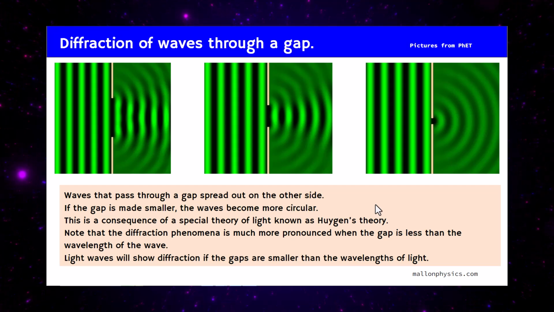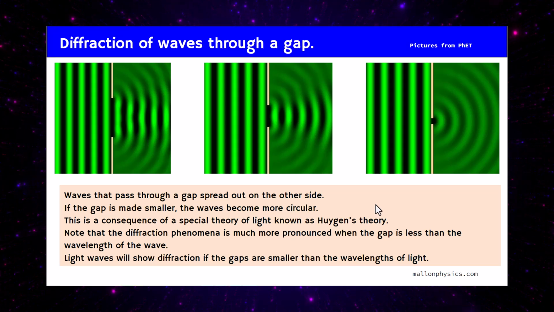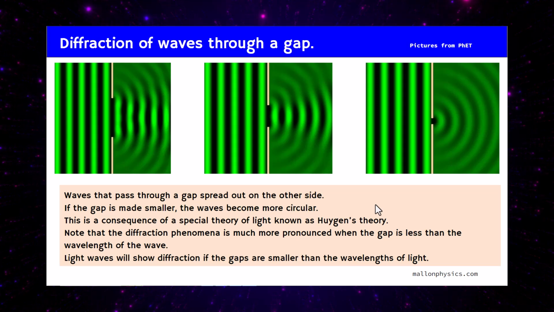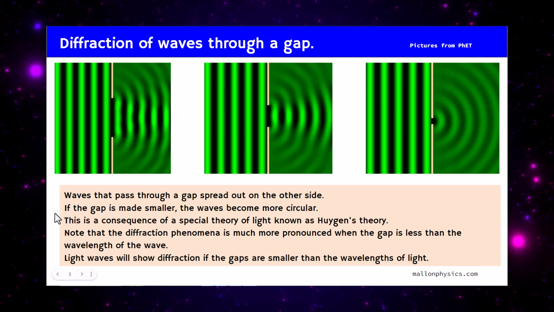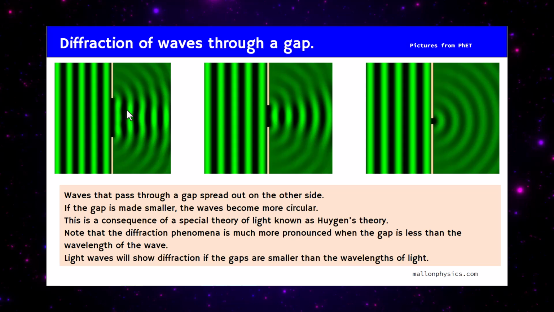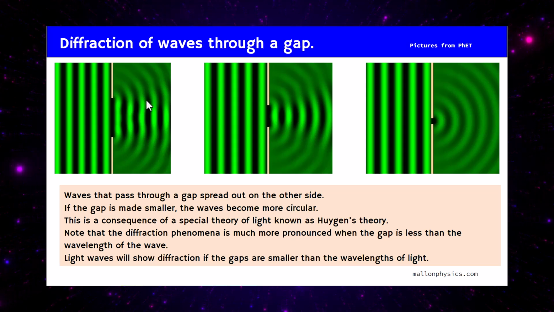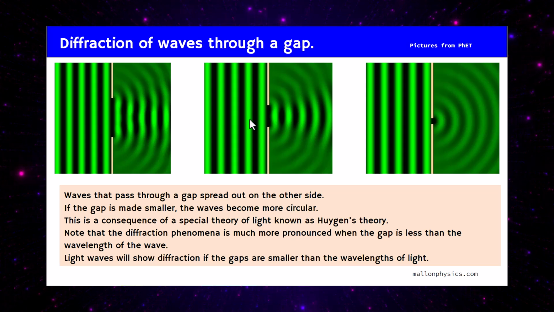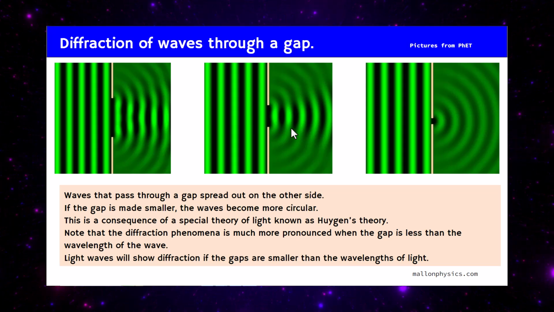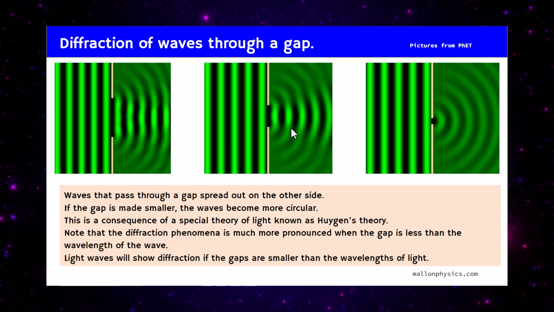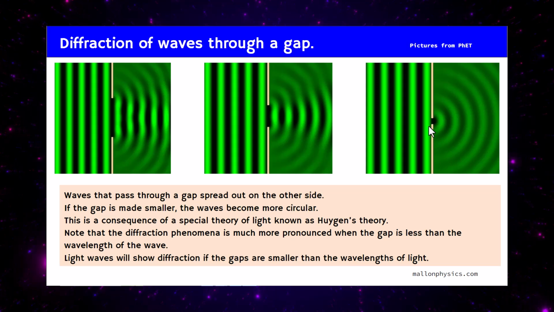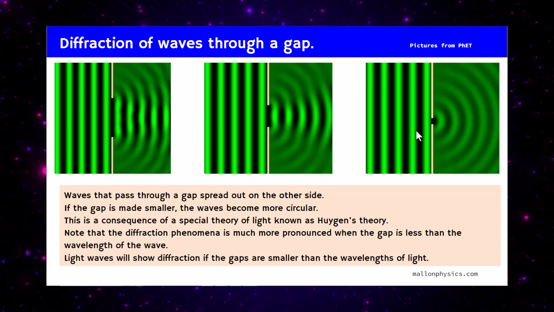Now here's a picture from the PhET simulation site, and you can see what happens when we pass plane waves through a gap. We can see that when waves pass through, they tend to bend slightly as they pass through the gap. If we make the gap smaller, those waves which are diffracted tend to become more circular, until you get to a stage where you make the gap almost as small as the wavelength, or even smaller still, and the plane waves become circular waves.